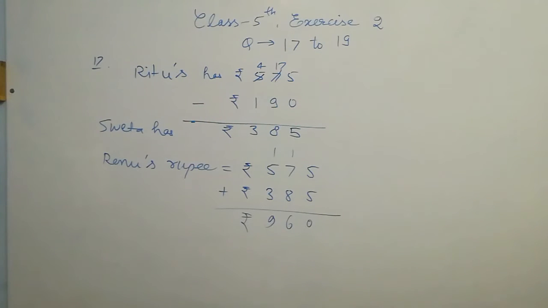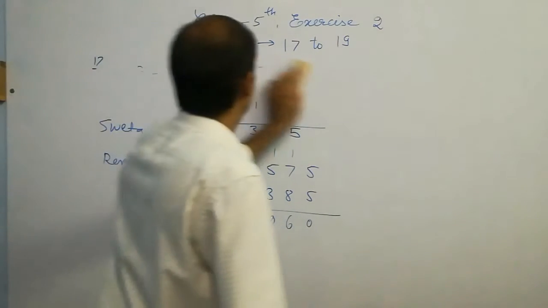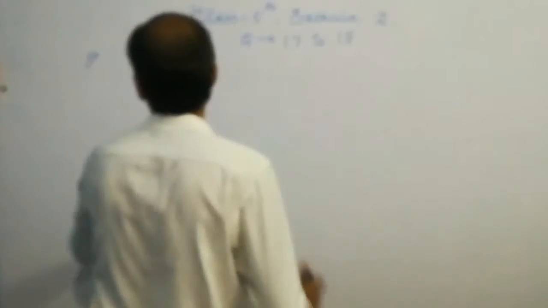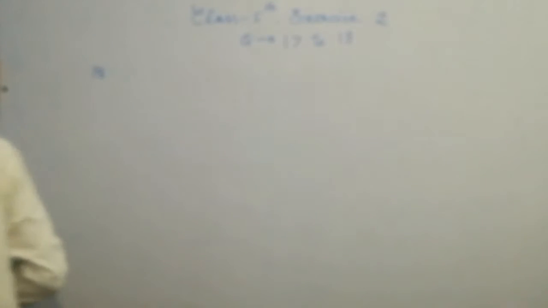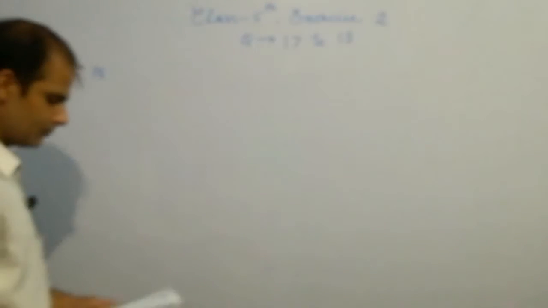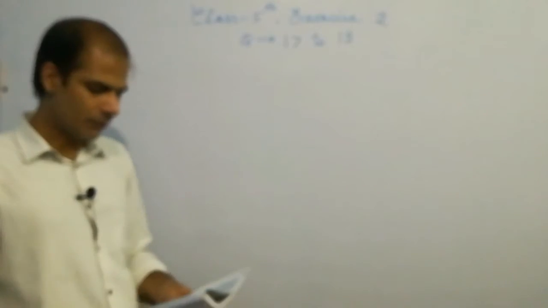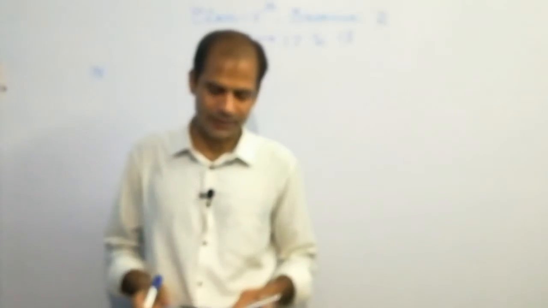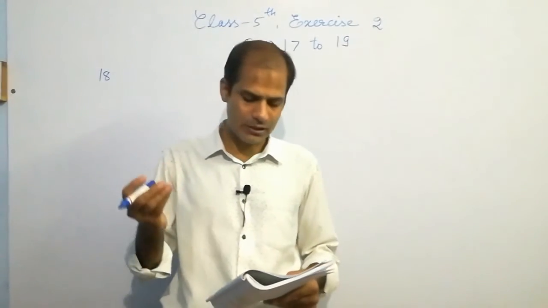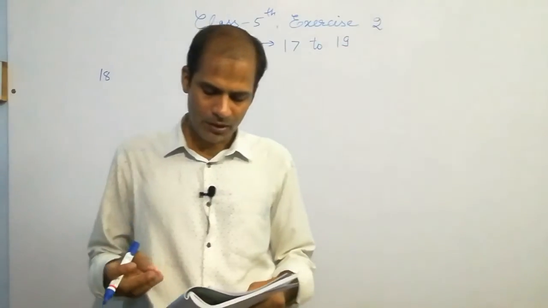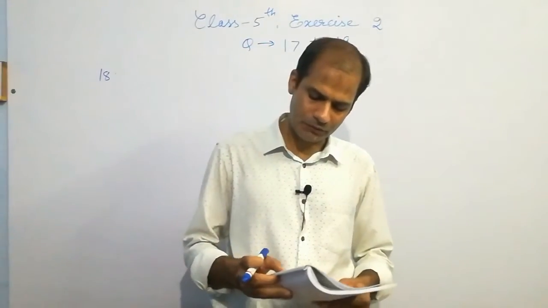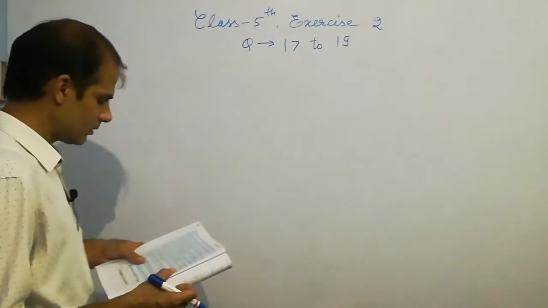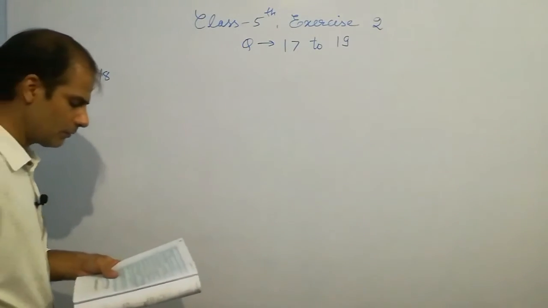Now students, pause the video. Next question is 18. Question number 18 is, Mr. Ajay went to market with rupees 525. Okay, suppose you are Mr. Ajay and your mother has given you rupees 525. He bought fish for rupees 150, oil for rupees 90 and vegetables for rupees 75. How much money was left with him?